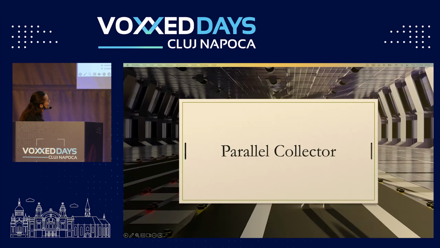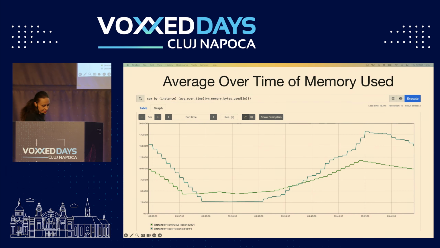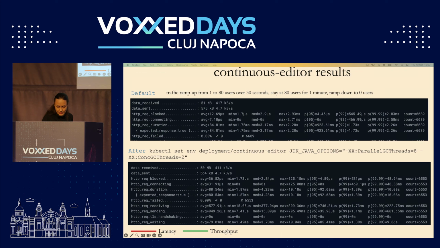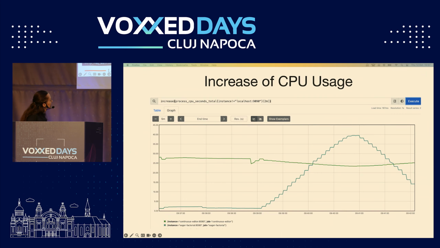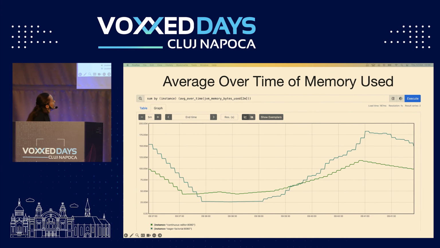Now, if I'm looking at the increase of CPU usage, not much has changed. So the CPU usage stayed the same for both, so not much change, but in one case, the latency and the throughput increased, while the average memory over time, in some cases, got even lower.